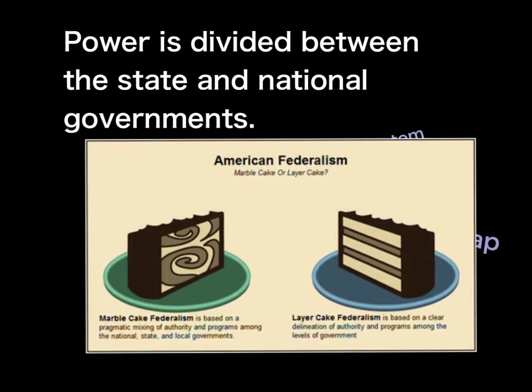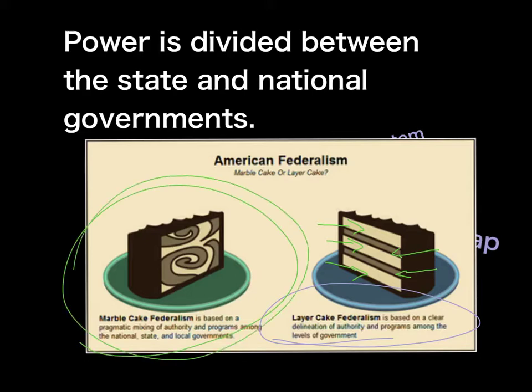One of the analogies is that America is a layer cake federalism, and layer cake federalism is based on a clear delineation of authority and programs among the levels of government. So you could have state government at one level, maybe somewhere in the middle, and then national government on top, and then maybe at the lowest level you have cities and townships, and somewhere in between you've got school districts or counties, etc. However, most people usually use the marble cake analogy to understand American federalism.